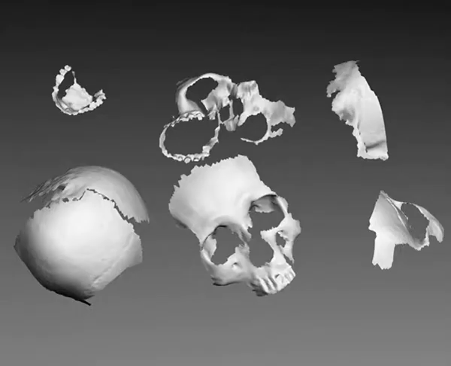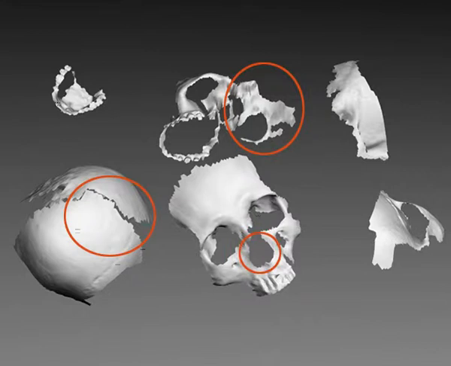For example, here is a set of skull fragments. They are eroded, damaged, and probably have several parts missing. Our assembly algorithm starts from such a data input.